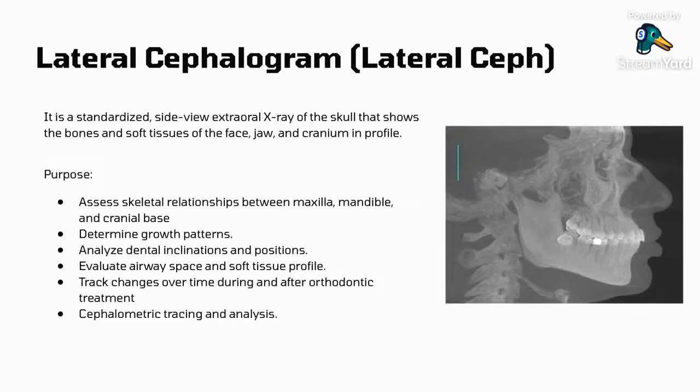The purpose of this is to assess the skeletal relationship between maxilla, mandible, and the cranial base. This is to determine the growth pattern, for example, the vertical versus horizontal growth. Then it is to analyze the dental inclination and position. For example, the incisors could be retruded or it could be proclined. Then the evaluation of the airway space and soft tissues.